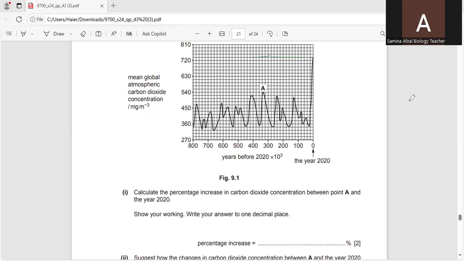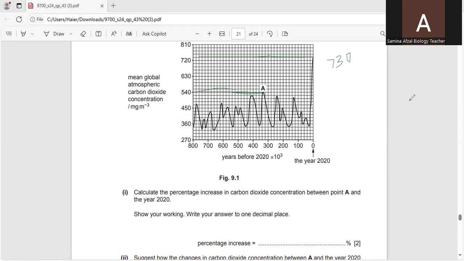So it is 738. After taking this value, I would like to make this line, and then you can say the other value is about this one. So it is 540.